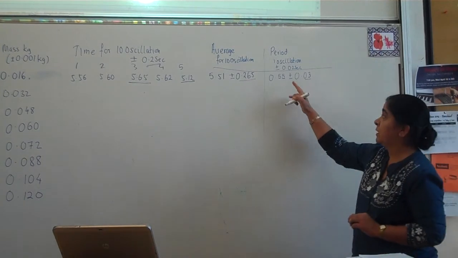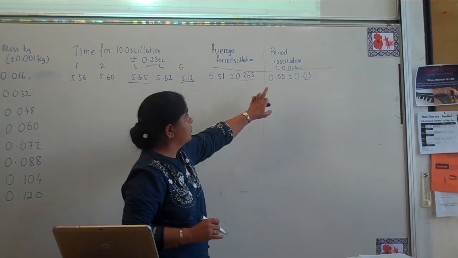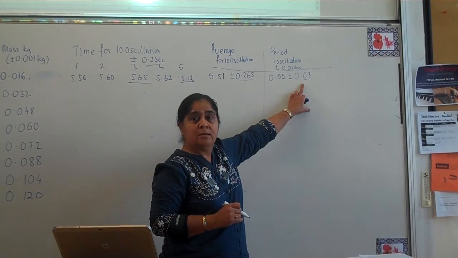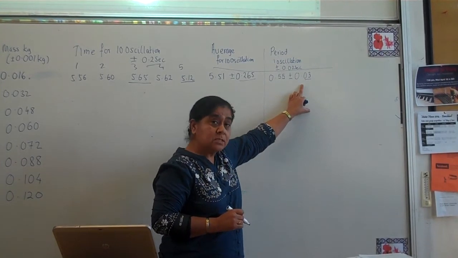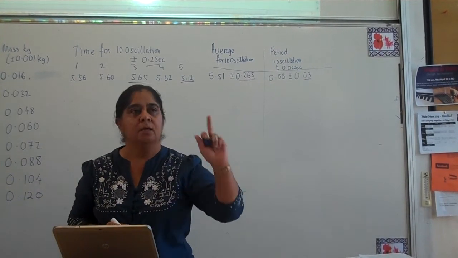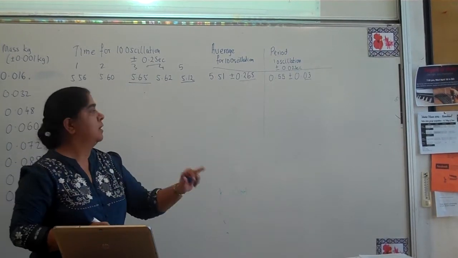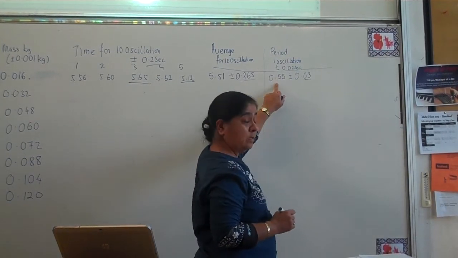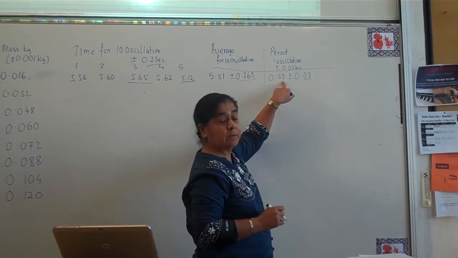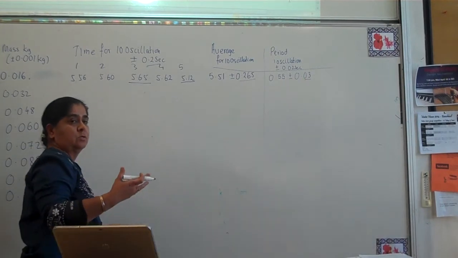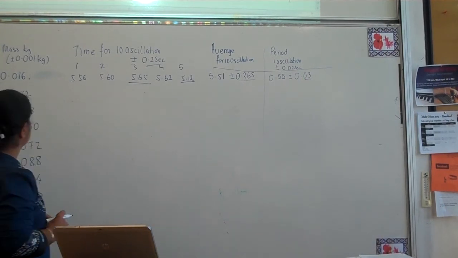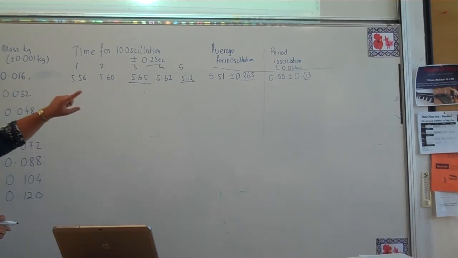This rounding is important. Can you see the significant figures of the reading are not matching with the significant figures of uncertainty? Okay, for uncertainty, you have to remember just one thing, one significant figure. And for the real value, the same number of decimal places. So there are two significant figures, but one significant figure with the uncertainty. Same thing here. We had two significant figures for period.